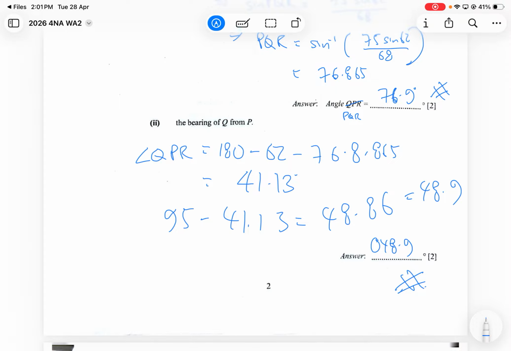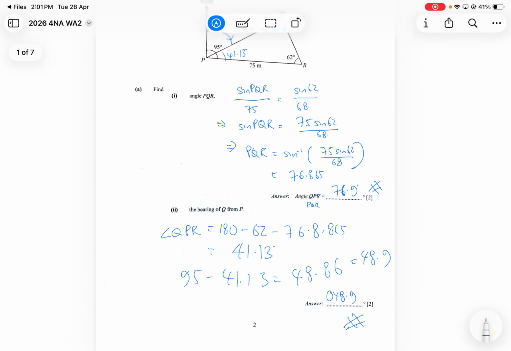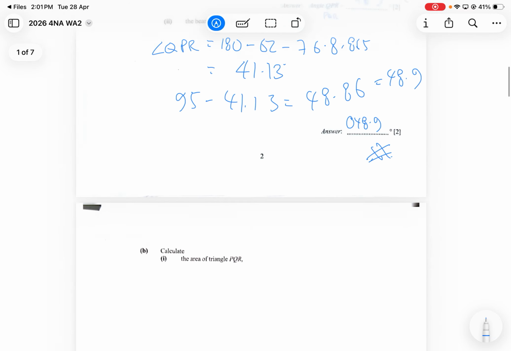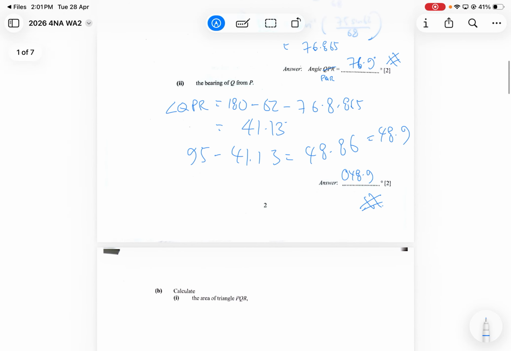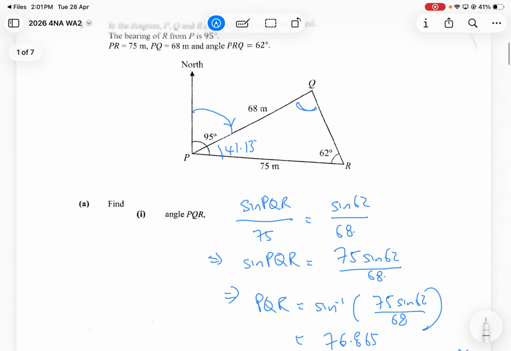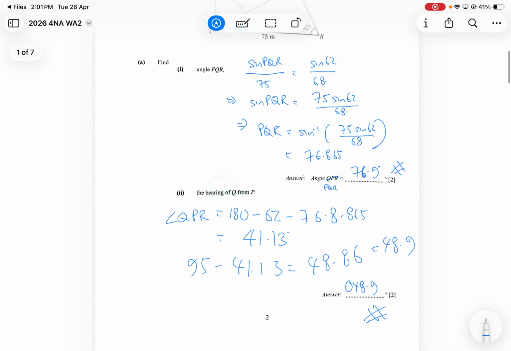Okay? Bearing 048.9. Yes, bearing must be 3-digit one.